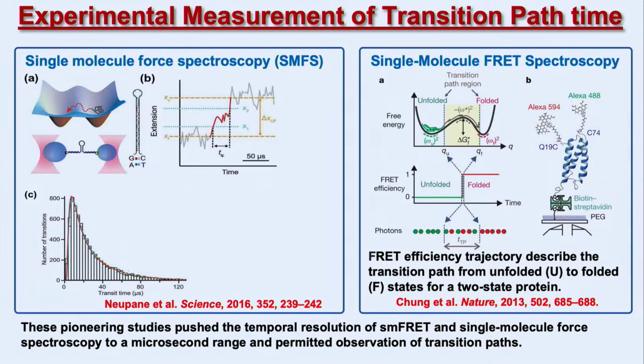Similarly, in single molecule FRET measurements, a biomolecule is attached to a donor-acceptor pair, and depending upon the interfluorophore distance, the donor fluorophore will transmit energy to the acceptor fluorophore and light will be emitted. From these measurements, one can calculate the FRET efficiency, which describes the transition path from unfolded to folded states. These different studies have pushed temporal resolution to the microsecond time scale.